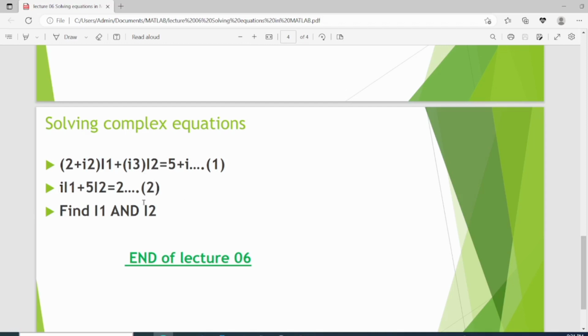So just try to practice these equations and comment me the values of I1 and I2, and then I will tell you whether you are correct or not.